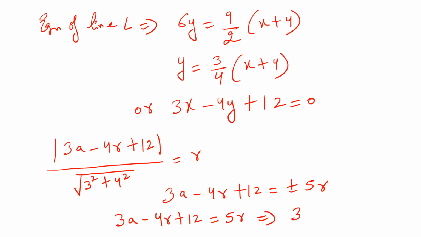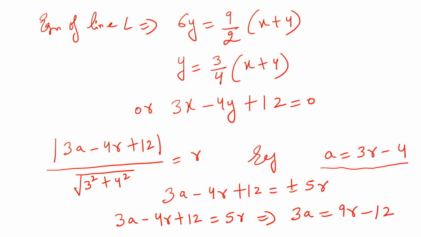From here we can write this as 3a equal to 9r minus 12, or a equal to 3r minus 4. Now students, earlier I proved that r is greater than 3. Now if r is greater than 3, then 3r minus 4 must be greater than 5, which is a positive quantity. So this says that a must be positive, which is wrong. Why? Because it is given to us in the question that a is negative. So we will reject this equation. Right? Now we will consider the second case, that is 3a minus 4r plus 12 equal to minus 5r.